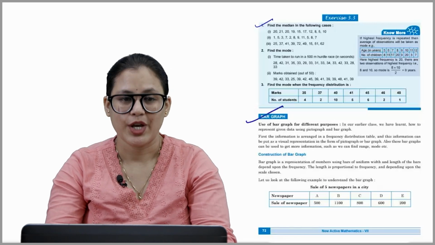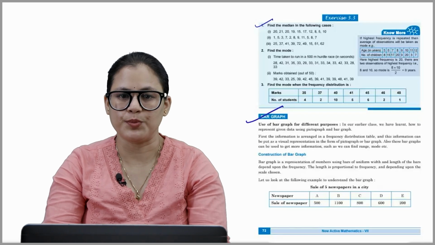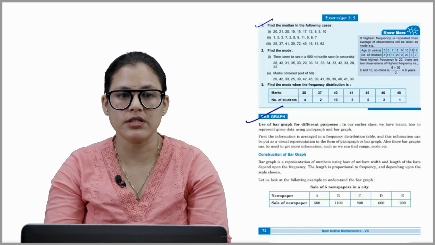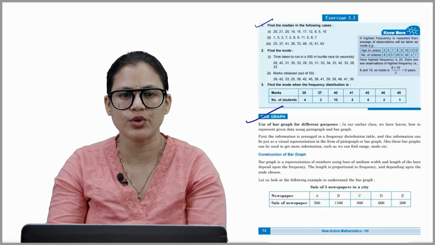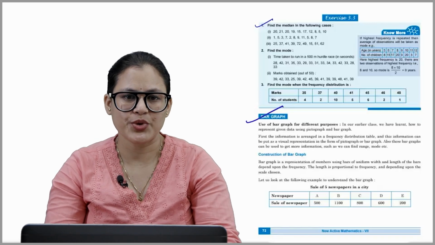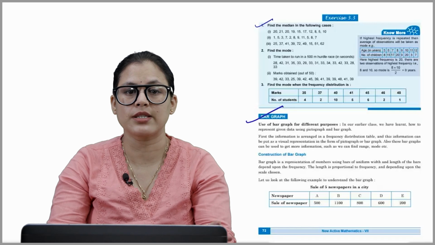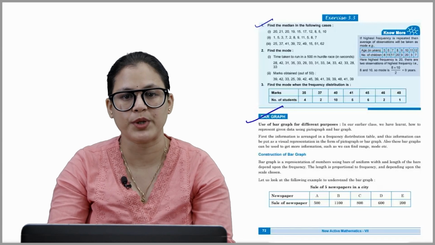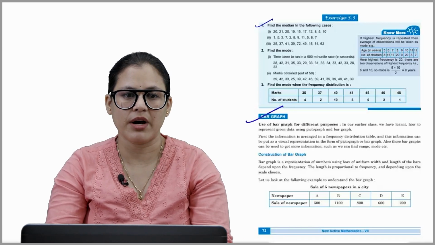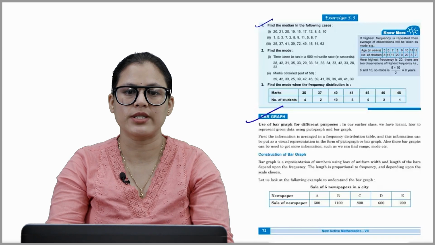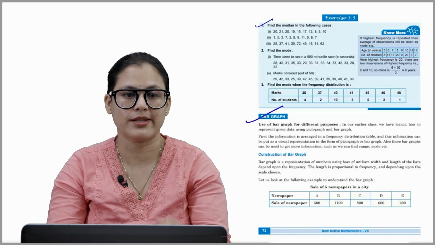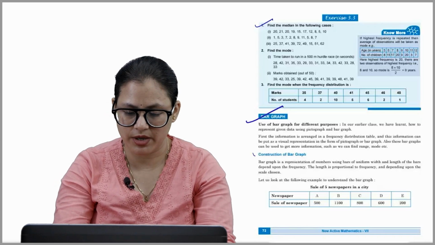Bar graph. Use of bar graph for different purposes. In earlier classes we have learned how to represent given data using pictograph and bar graph. First, the information is arranged in a frequency distribution table, and this information can be put as a visual representation in the form of a pictograph or bar graph. Also, these bar graphs can be used to get more information, such as we can find range, mode, etc. Okay, construction of bar graph.